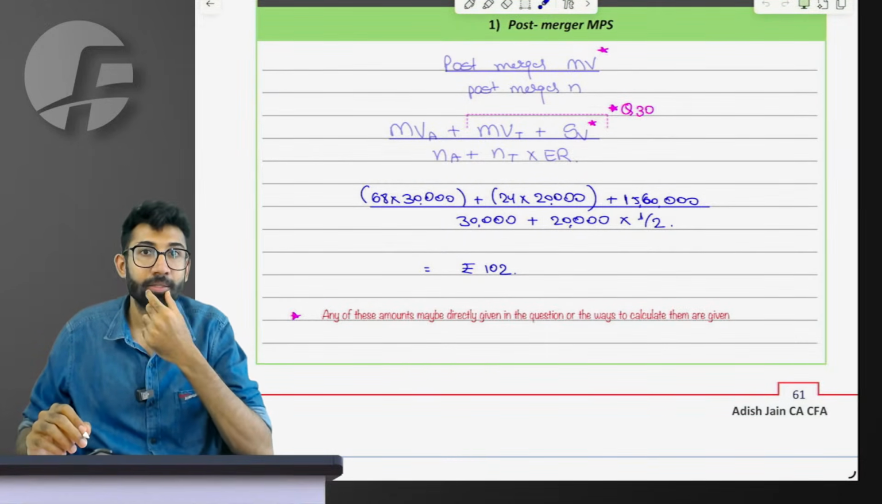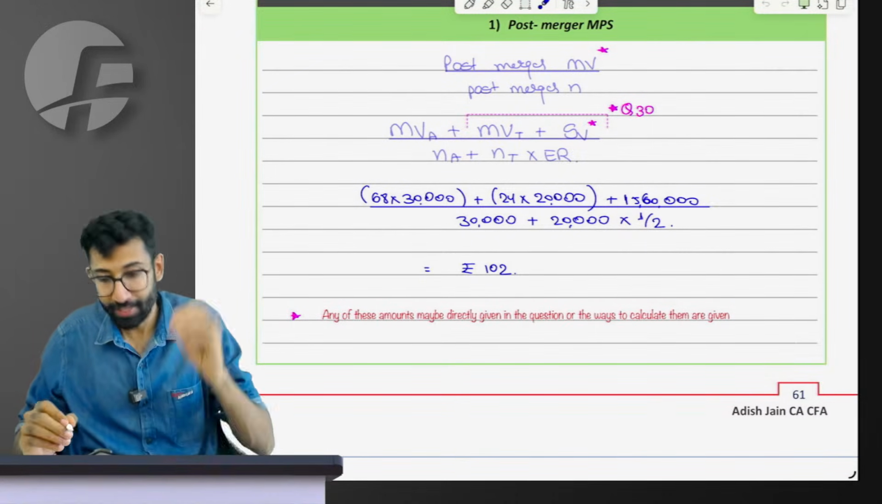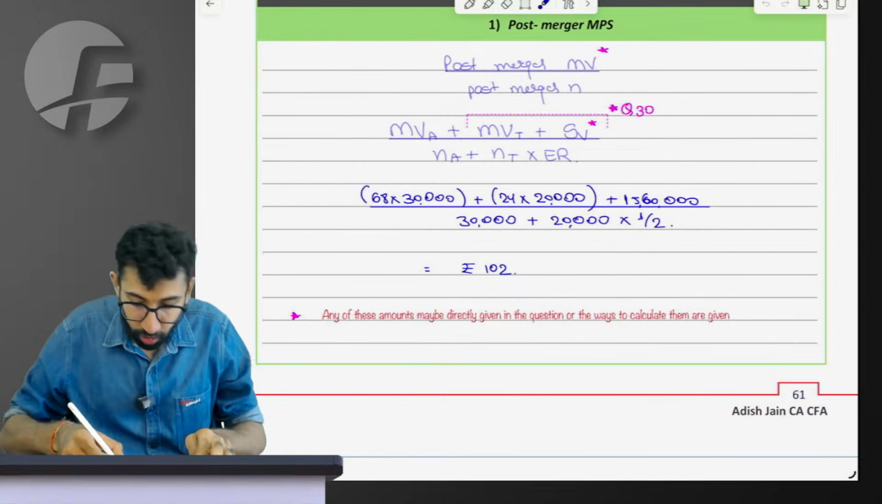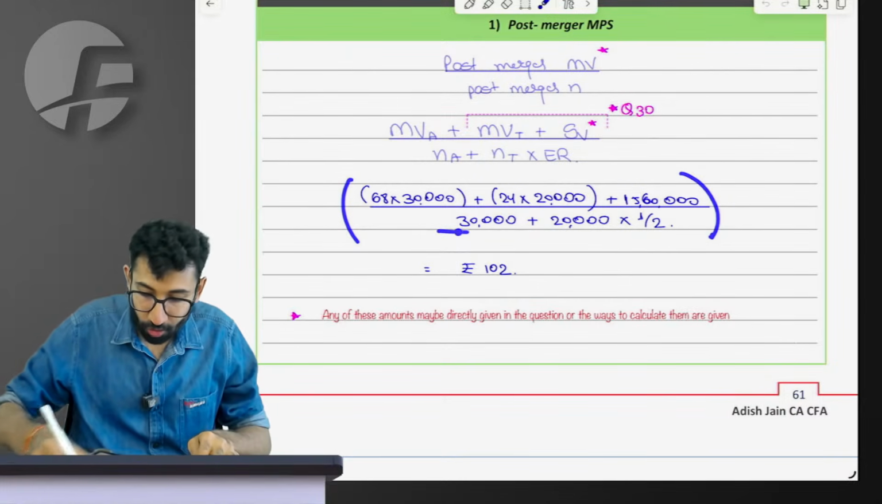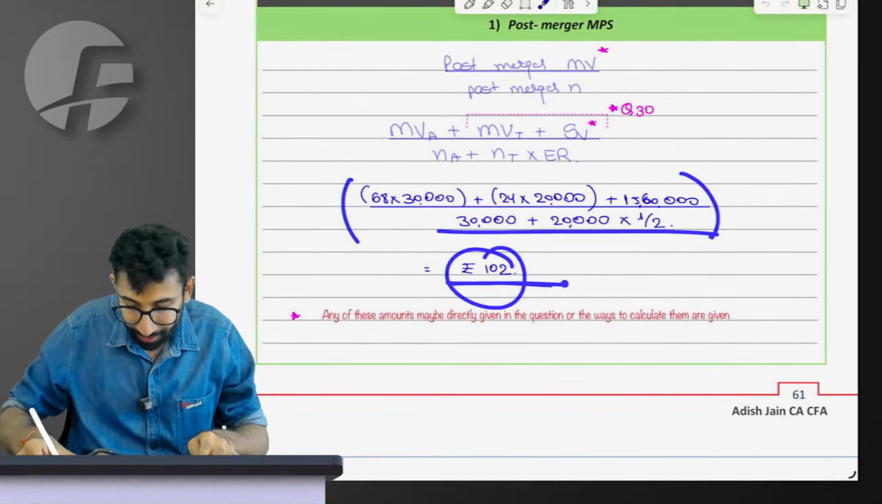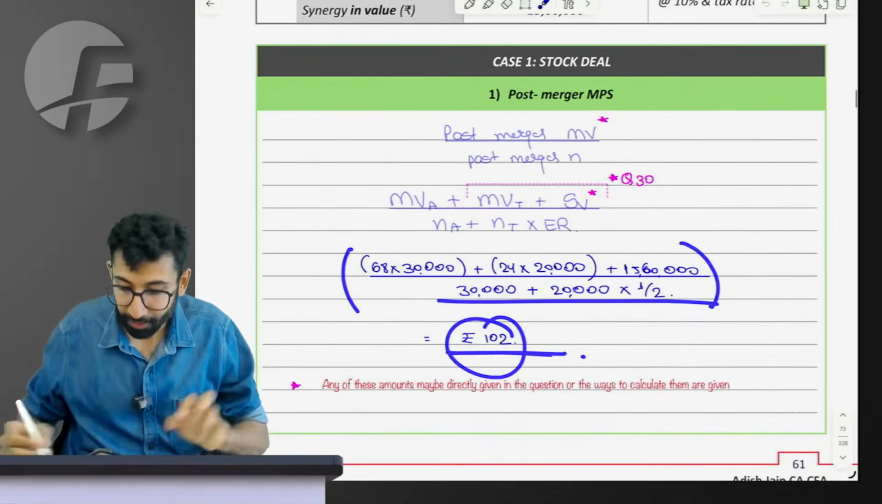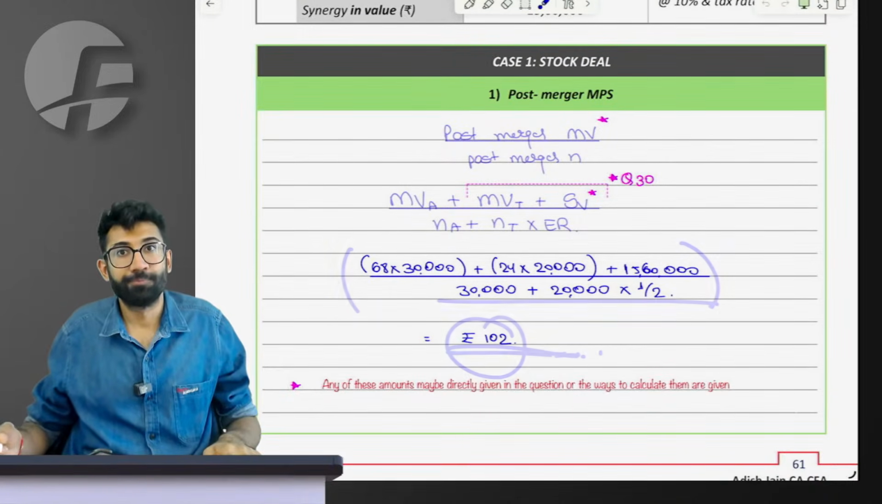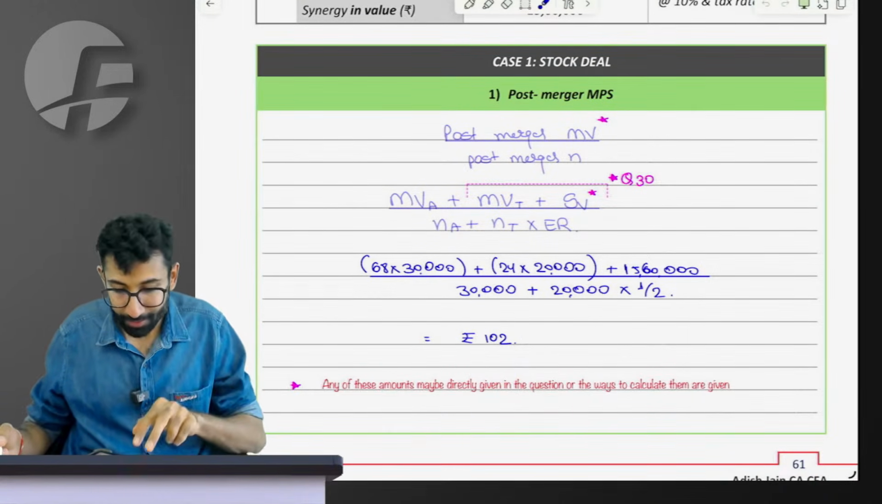People, so can I say that post-merger MPS will be solved this way? Give me 102 as the answer of post-merger MPS. Sir, this is one thing. Now I'll take you ahead in this.